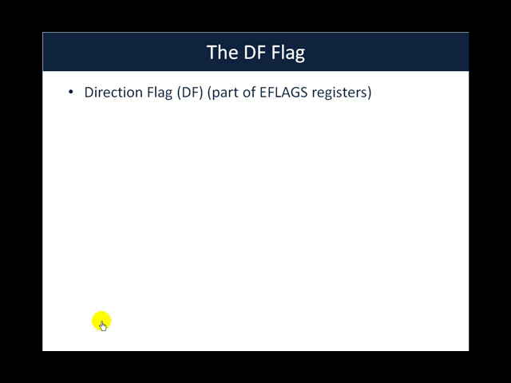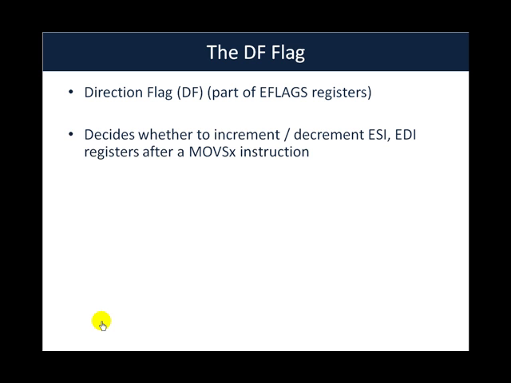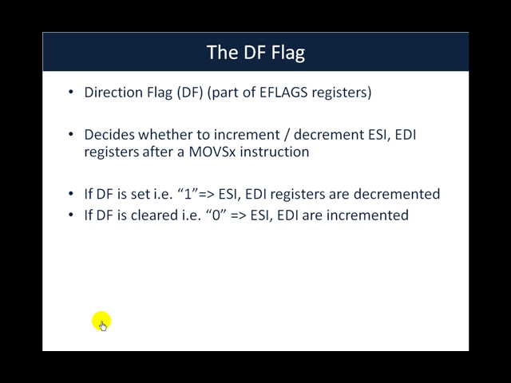So the direction flag, as we had discussed in part 1, is part of the EFLAGS register, and the direction flag is what decides whether to increment or decrement the value of ESI and EDI after any MOVSX instruction. So if DF is set, that is has the value 1, then ESI and EDI are decremented. If DF is cleared, that is having a value of 0, then ESI and EDI are incremented.